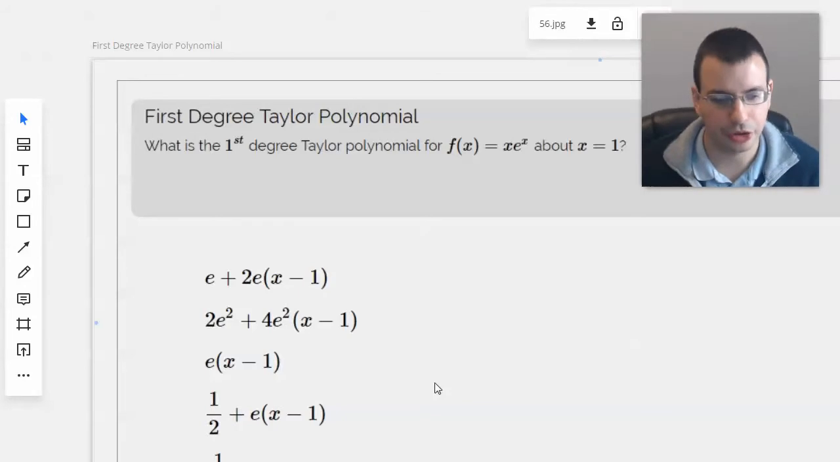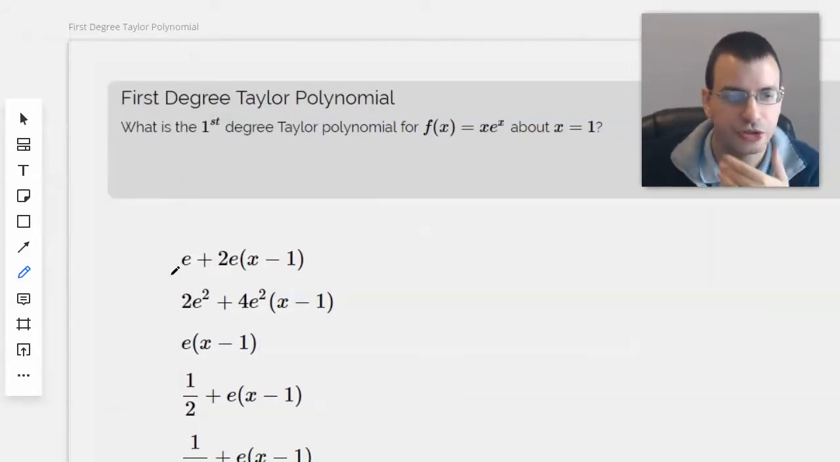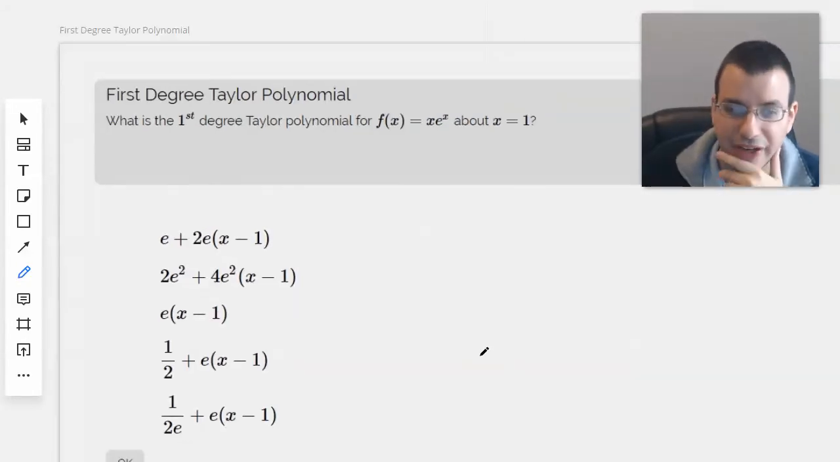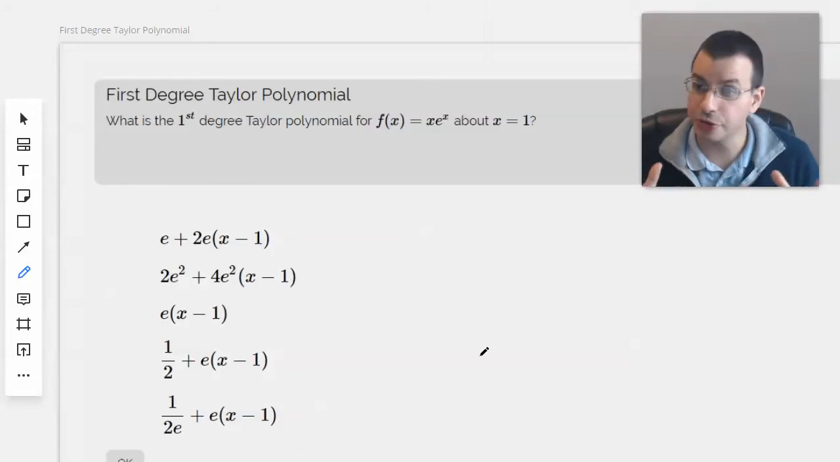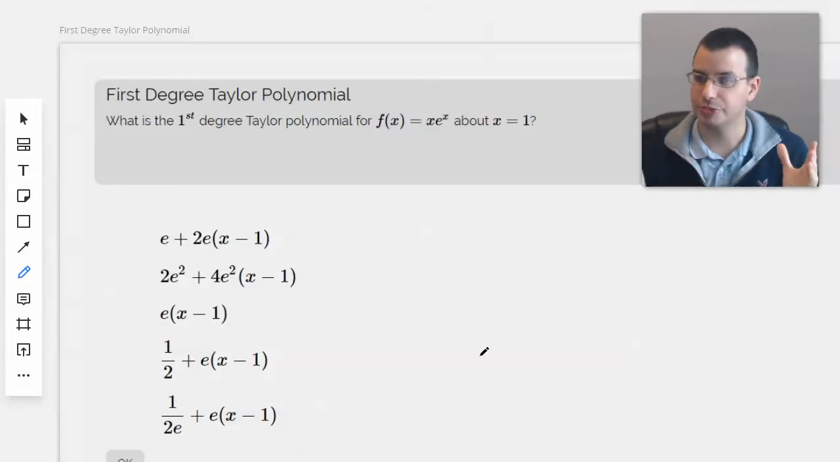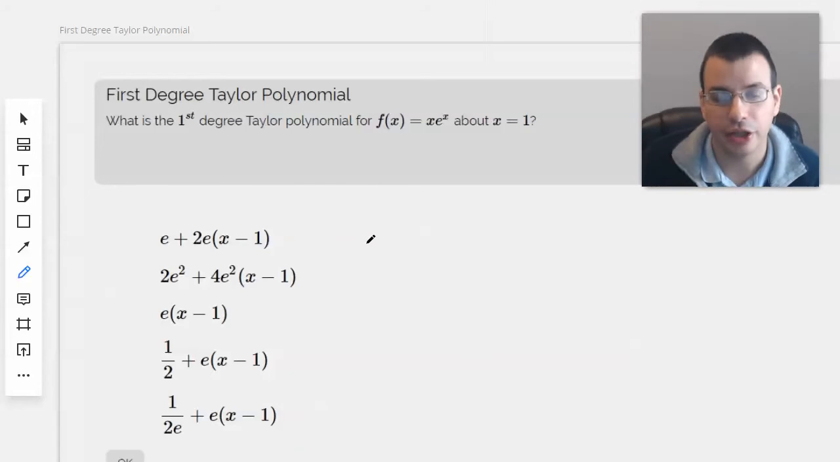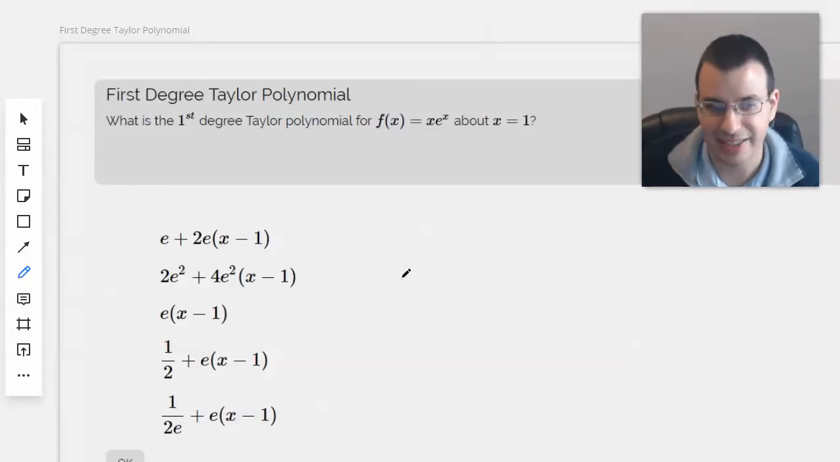First degree Taylor polynomial. So, what is a first degree Taylor polynomial? Same as a Taylor series, for f of x equals x e to the x about x equals 1. Okay, so a first degree Taylor polynomial is just x to the first power. So it's a linear approximation. It's a line.